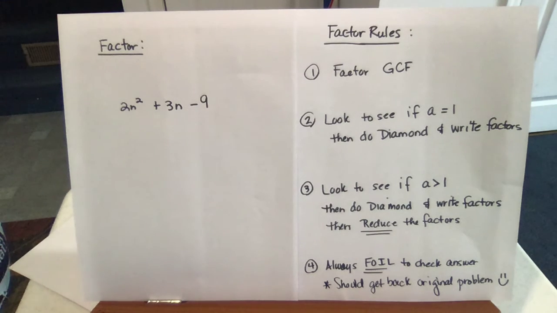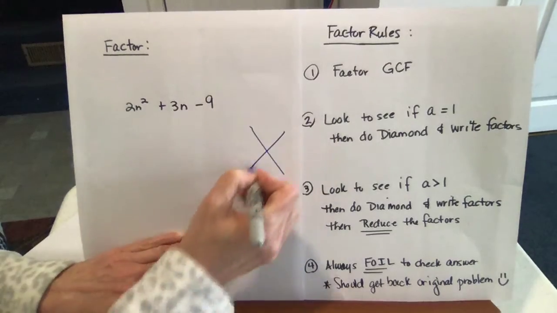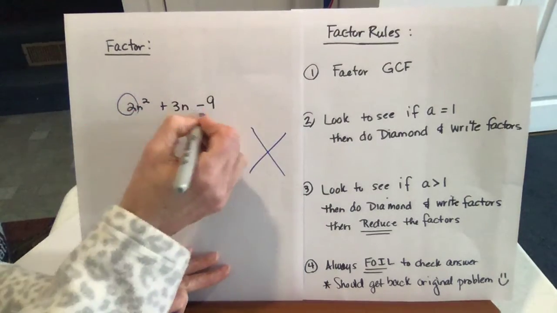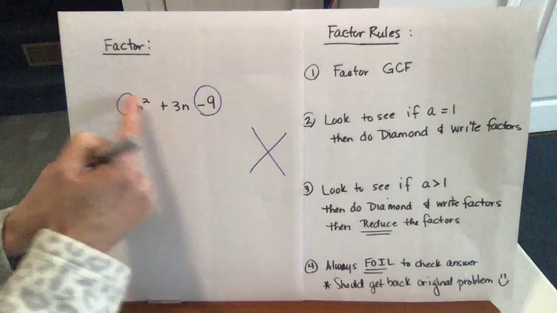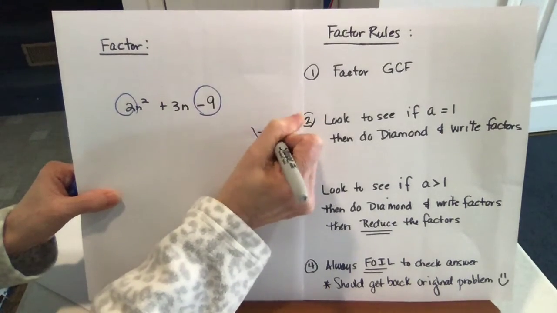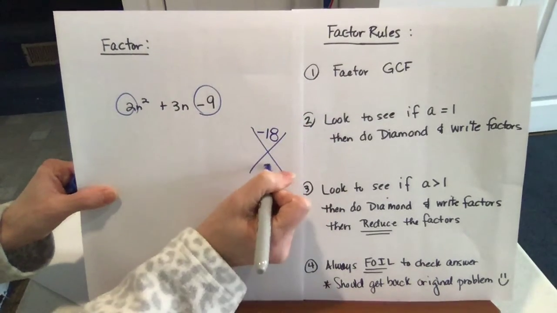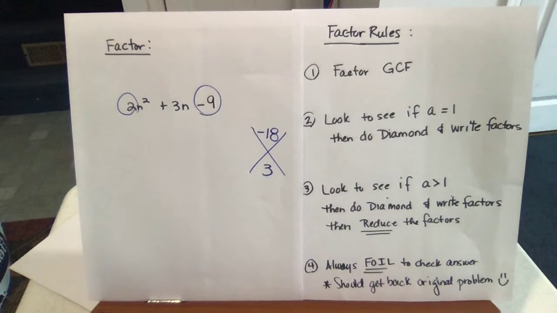All right, so here comes our diamond off to the side. We take the first number and the last number with the signs. 2 times -9 is -18. We take our middle term and put it on the bottom. And we're looking for factors of 18 that could add to 3.